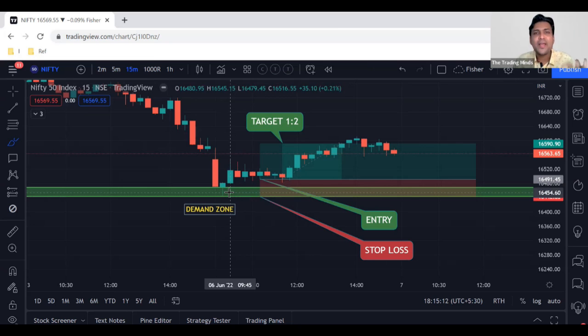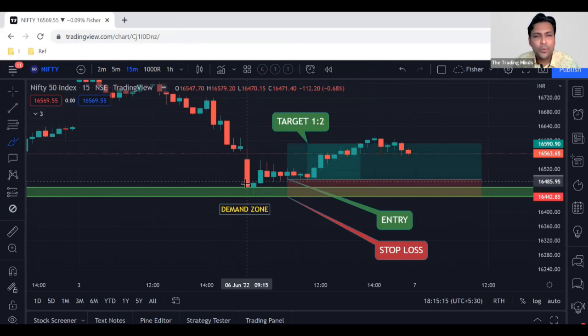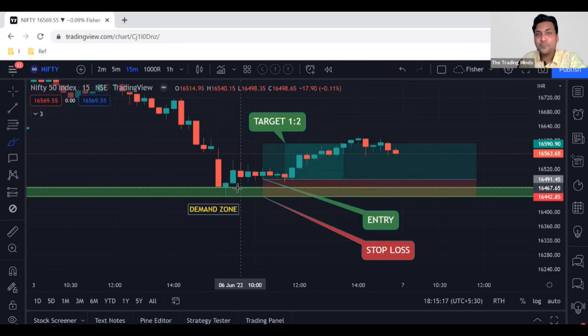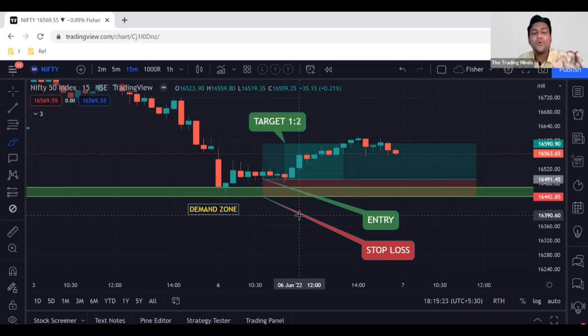Once at the demand zone, I find a reversal. A beautiful hammer is formed. It means there is a reversal from this area, so I can take a trade. I take an entry here, I place a stop loss below the demand zone, and then I look for a 1:2 target.